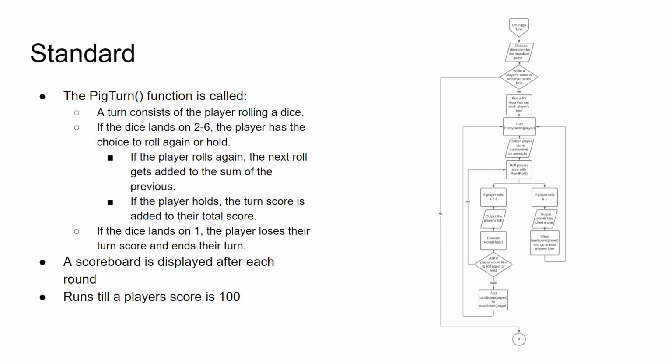This function loops through each player's turn, and at the end of each round, a scoreboard is displayed, and this loop runs until a player scores 100. And on the right here, you can see the flowchart of this specific game.